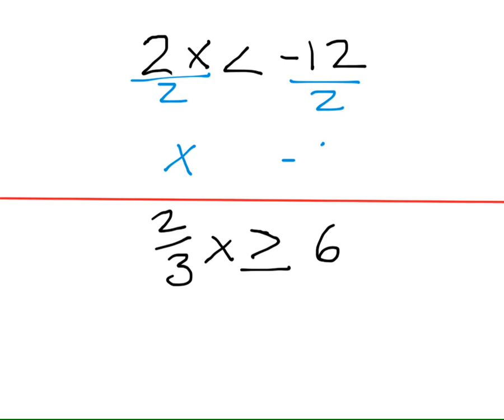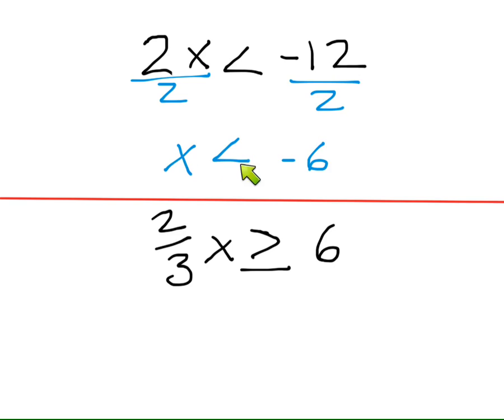Now, here's the question. Negative 12 divided by 2 is negative 6. Does the sign flip? It's kind of a trick question. Remember I said when you multiply or divide by a negative number, the sign flips. So did we divide by a negative number? We divided by a positive number, right? The right-hand side of the inequality is negative, but we divided by a positive number. So if you divide by a positive number, the sign still stays the same.